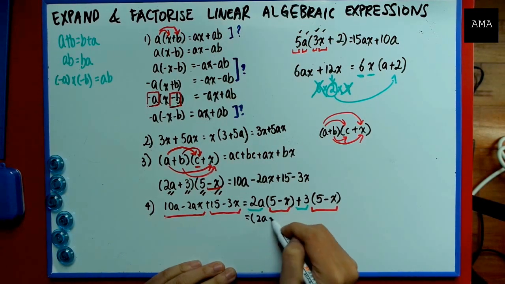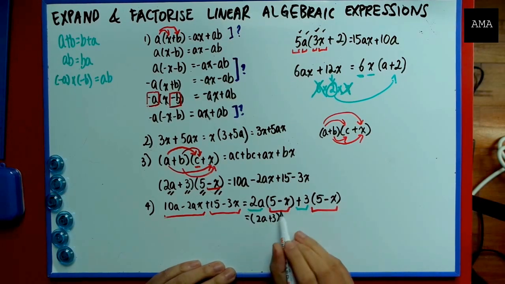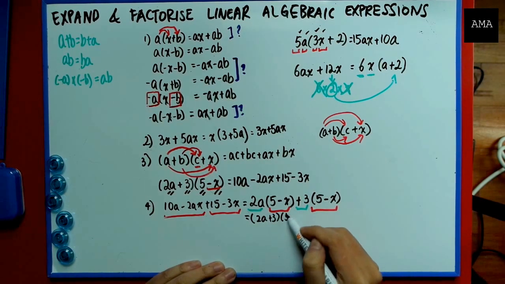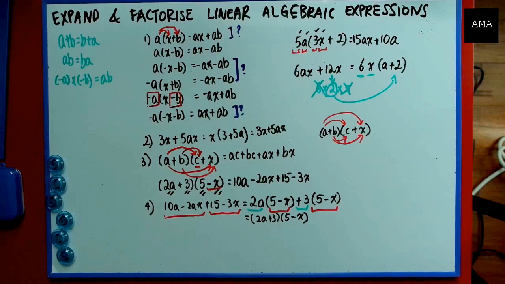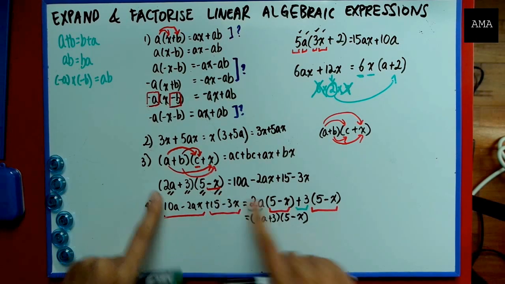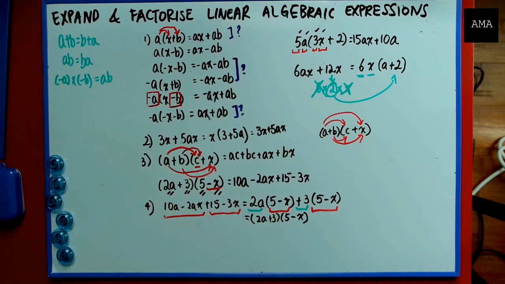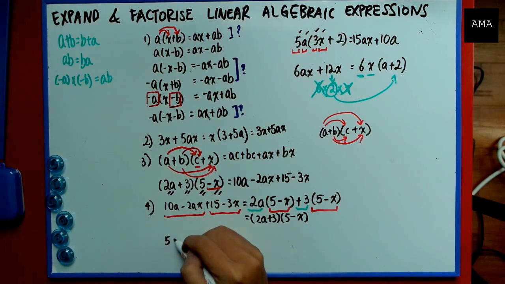2a plus 3, I add them up. Then on the right hand side, I just write 5 minus x. Okay, so as you can see, it's the same, right? I got back what I had in the beginning, okay? So I'll give you another example.